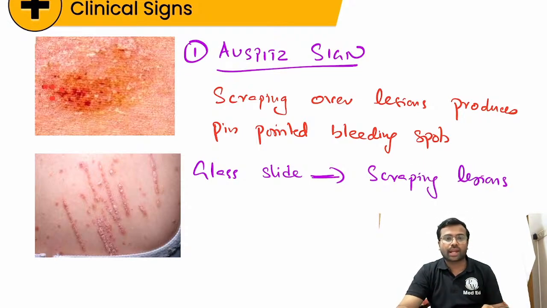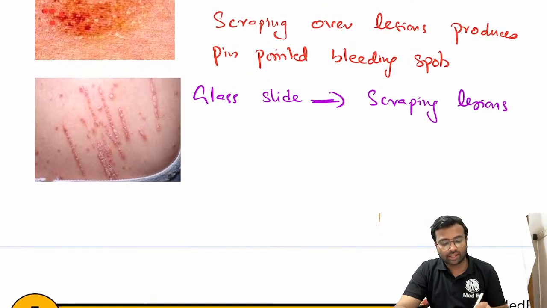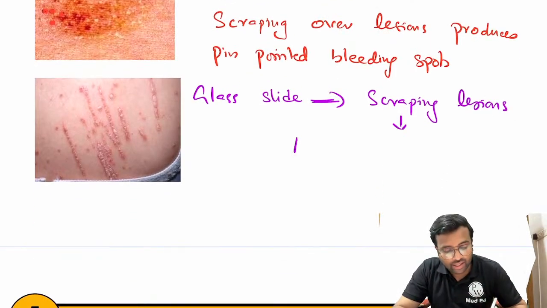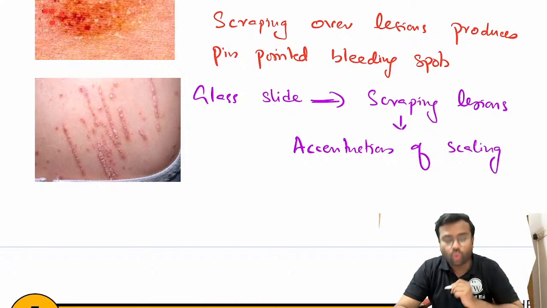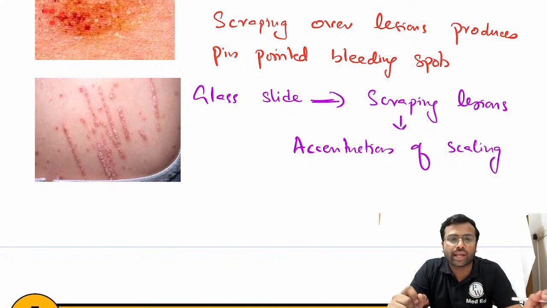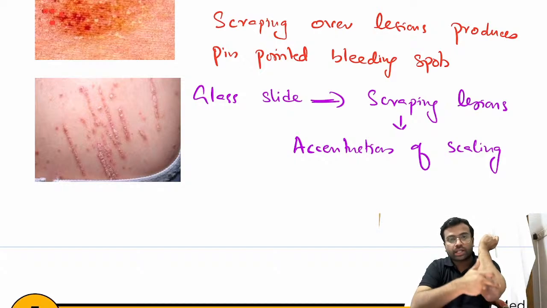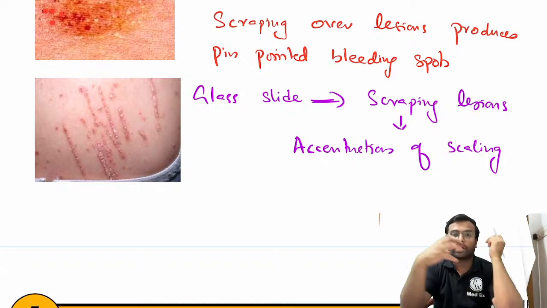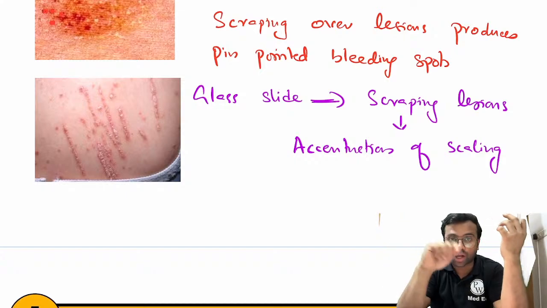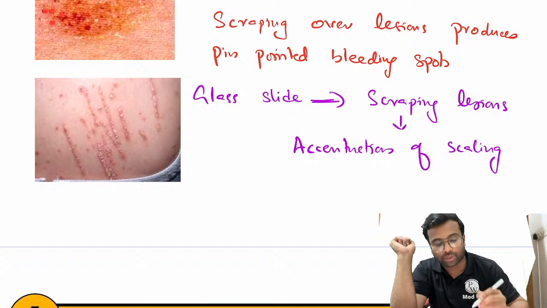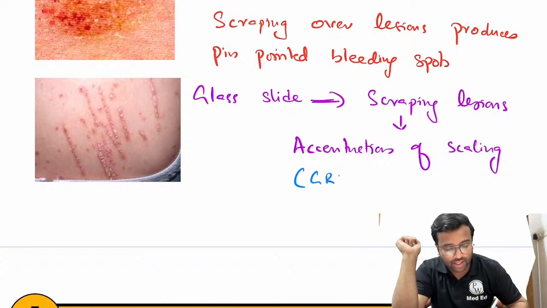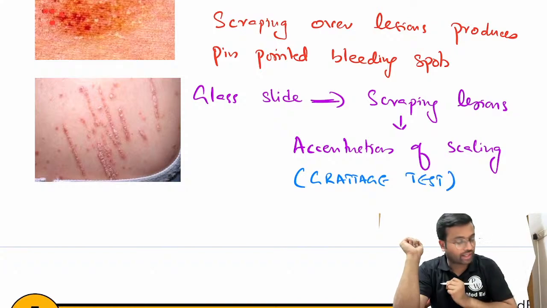Once you start scraping the lesions, the first thing you see is an accentuation of scaling. What do I mean by accentuation of scaling? The scaling that was on top of the lesion becomes much more visible once you start scraping over it. This first step is called the grattage test.